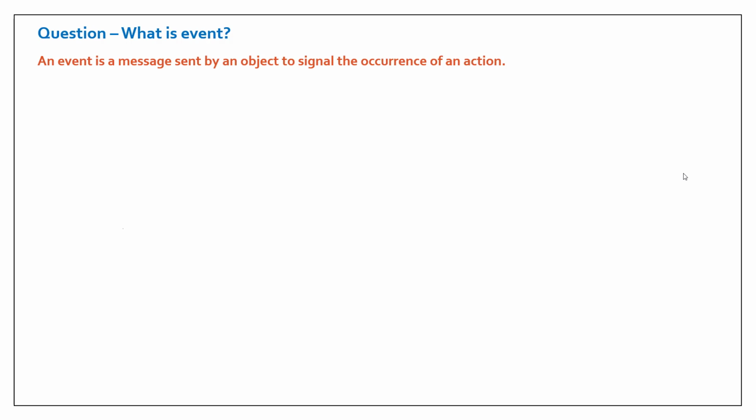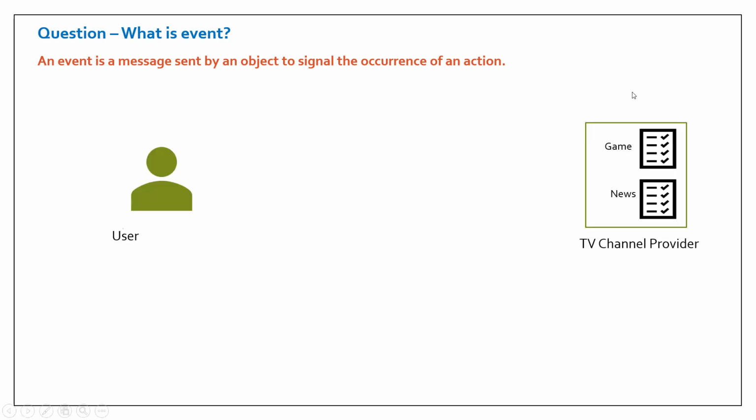A real life example can be we watch news, right? So every time we open our TV or our mobile, we can see some messages or notifications. That means something is happening and we are getting the information. So this is an event in general.